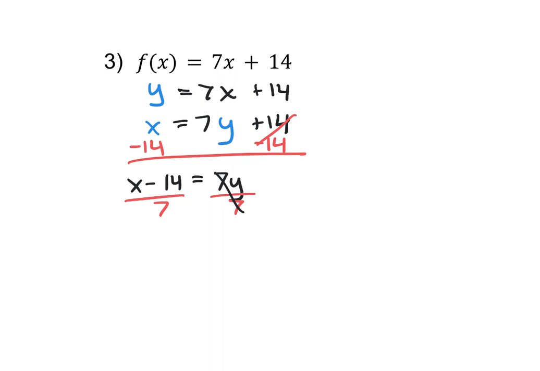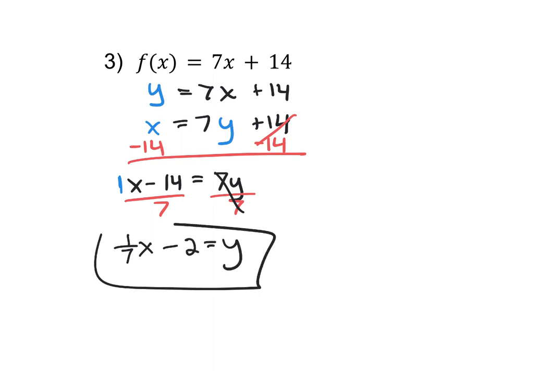Good. So we could leave it as x minus 14 over 7, or we can simplify. Remember, there's a coefficient of 1 with that x, so you can write it as 1/7 x minus, what's 14 divided by 7? 2. And so we have y equals 1/7 x minus 2.